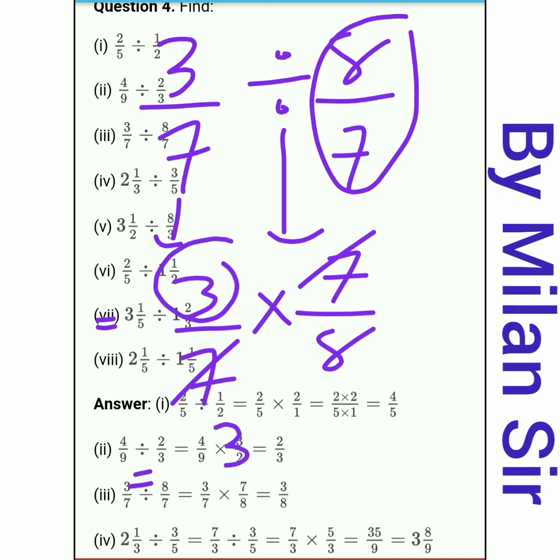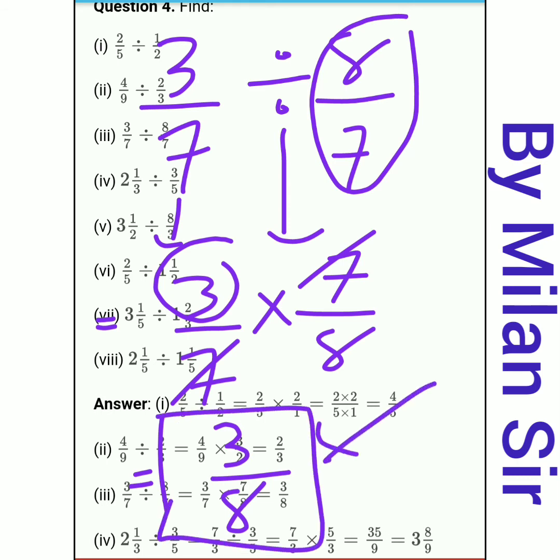It is 3, and denominator 8. Okay, 3 divided by 8. So 3 by 8, it is a proper fraction, the denominator is greater than the numerator, right? So we cannot convert it into a mixed fraction. So this is our final answer, 3 by 8.